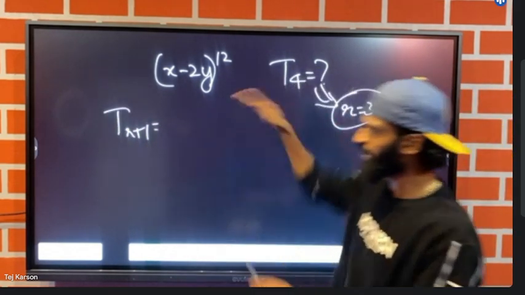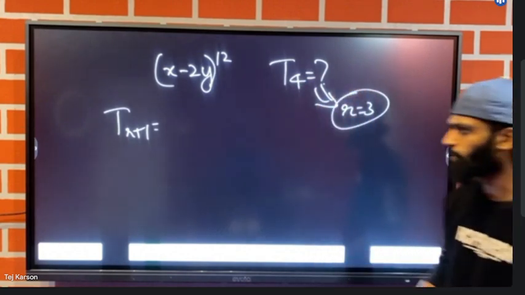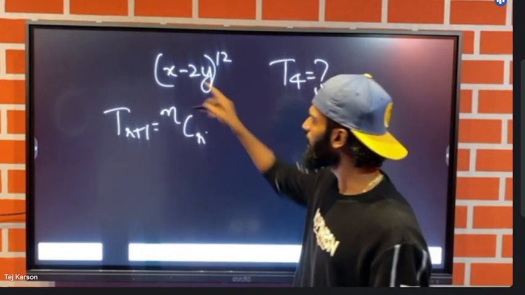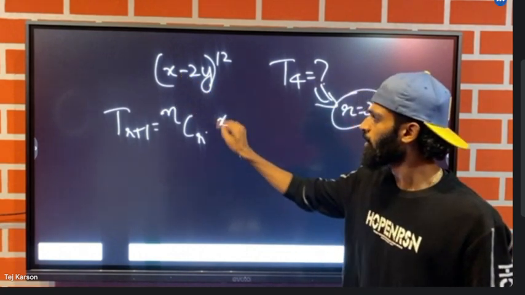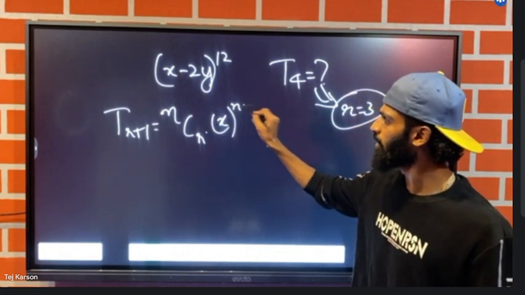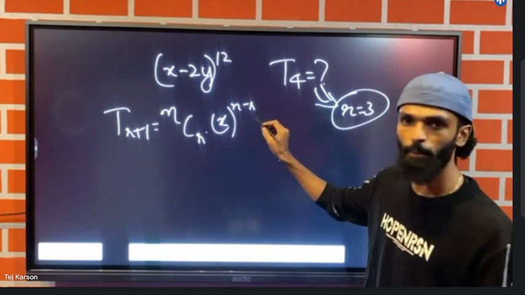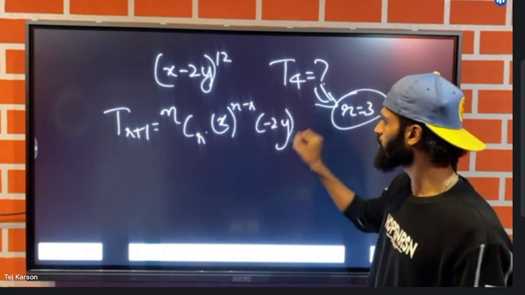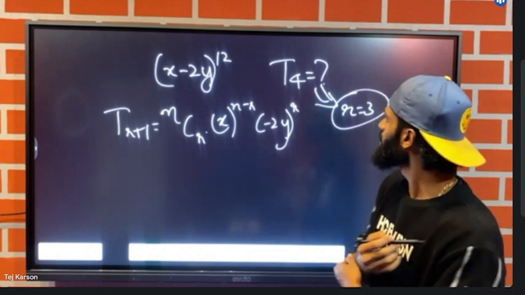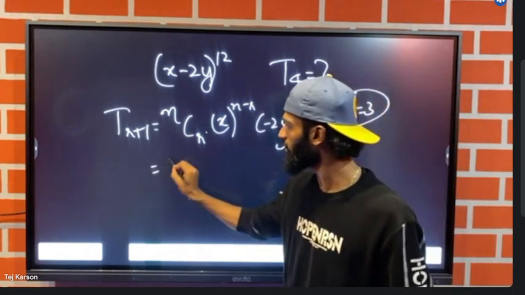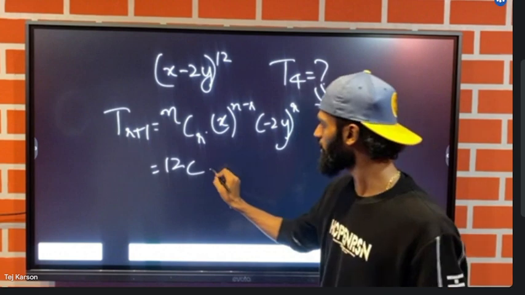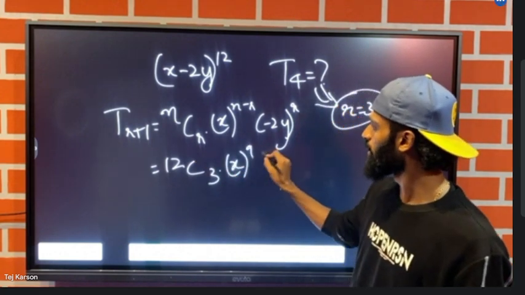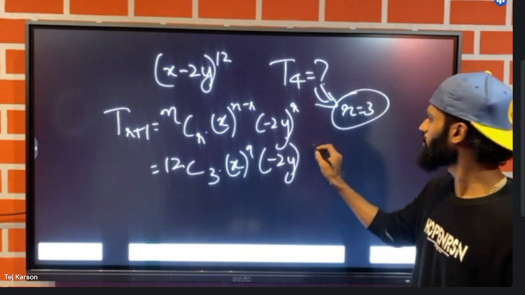Guys, if you observe, even I am writing the formula for everything. So it's important. It becomes nCr a^(n minus r) b^r. Here a is nothing but x, so I'll write x to the power n minus r. The b term is minus 2y, written along with this sign, so it becomes (minus 2y) to the power r. n is 12 here, so it becomes 12C3, x to the power 12 minus 3, which is 9, times (minus 2y) to the power 3.